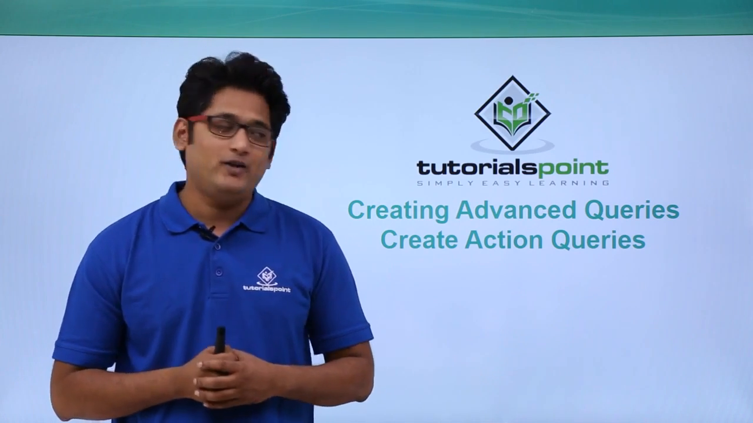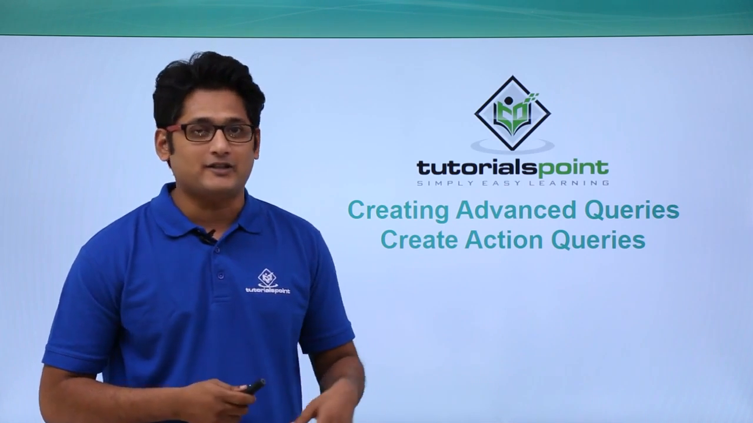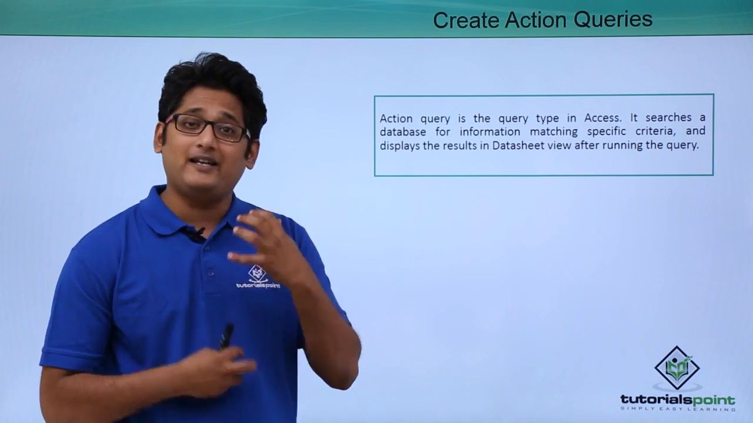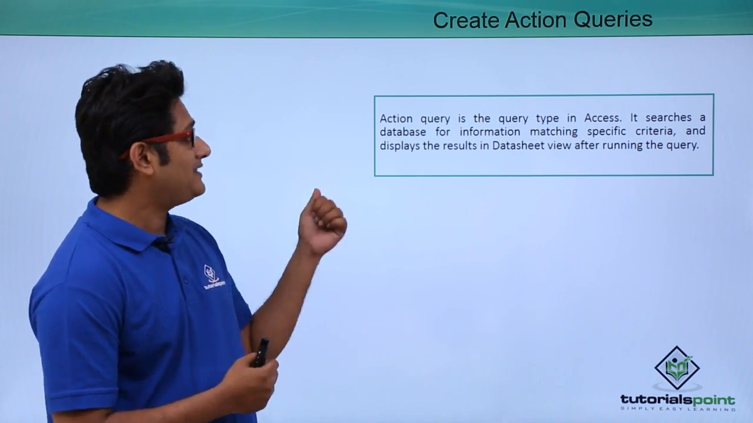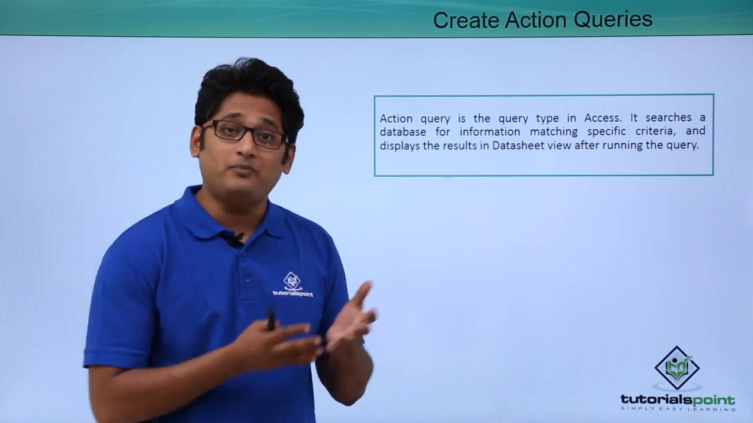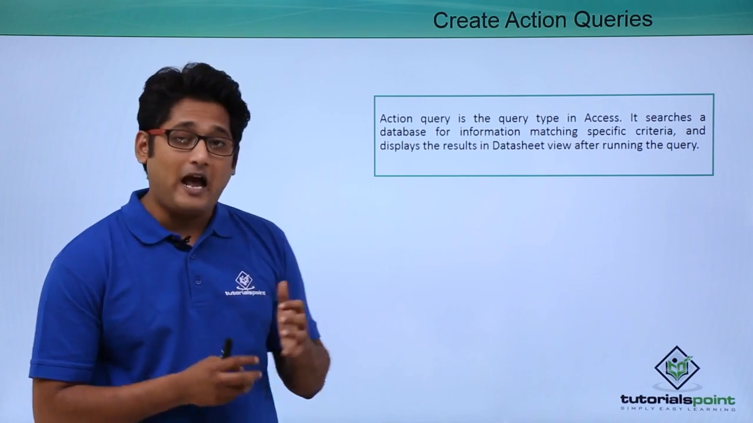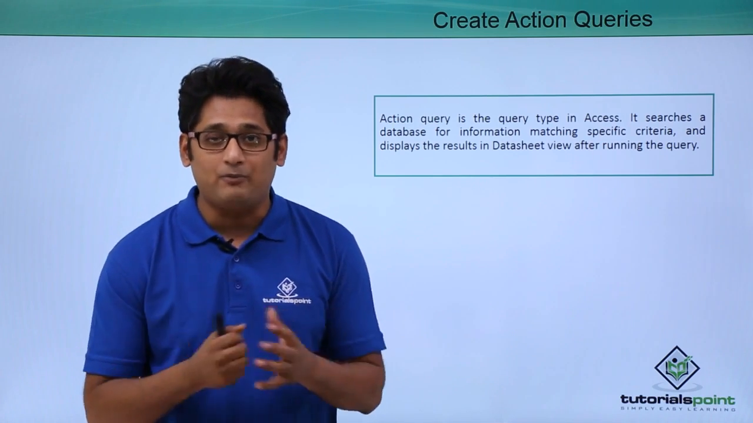In this video, we are going to learn how to create an action query in Microsoft Access 2016. Now, as you can see, an action query basically performs an action and gives me the result accordingly. It searches for the database information from the table and matches specific criteria, and whenever I run this particular query, it displays the result in tabular form.